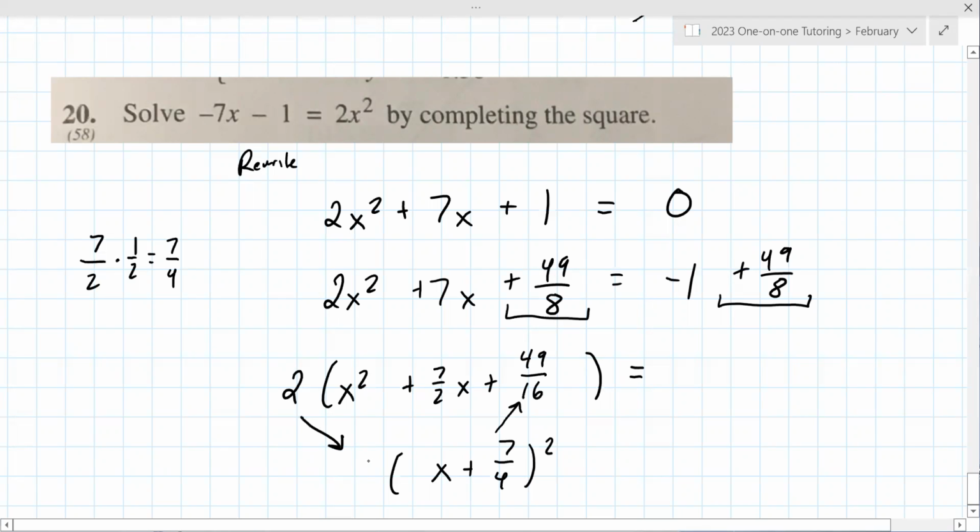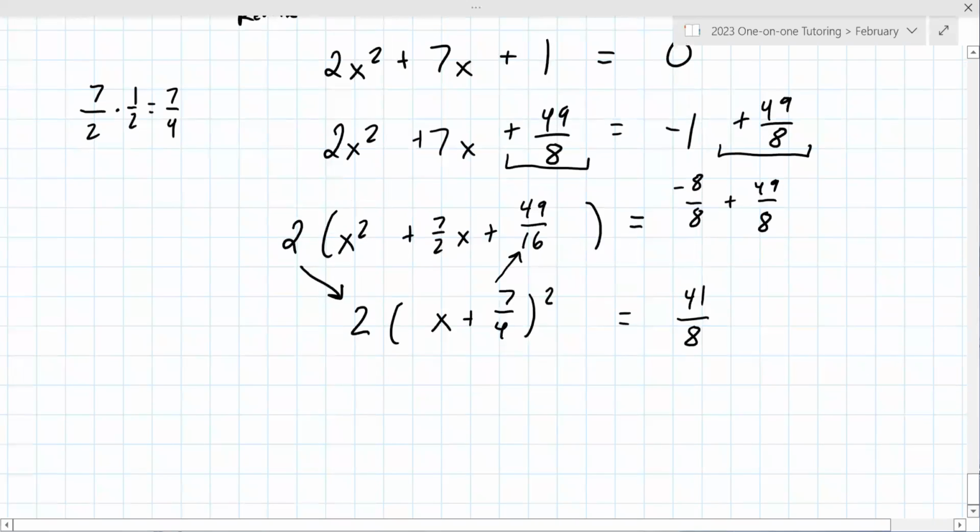You've got to bring this 2 down. That's another thing that sometimes gets forgotten. And then on the right, you've got to make this -8 over 8 plus 49 over 8, so it's 41 over 8. Then you clear this by multiplying by 1/2 or dividing by 2. So you get x plus 7/4 squared equals 41/16. Again, all this is being done because you said you must complete the square.